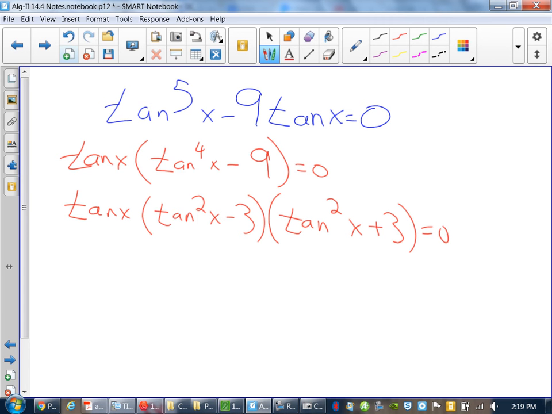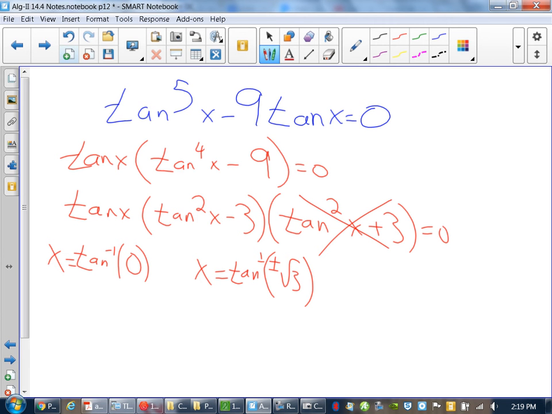Now you have three terms that you'd have to set equal to 0 to try to solve for x. So you have tangent, well, what angle has a tangent value of 0? What angle has a tangent value of plus or minus root 3? And, oh wait, can't do that one, can I? No, because it's imaginary. Why is it imaginary? So what's the square root of -3?